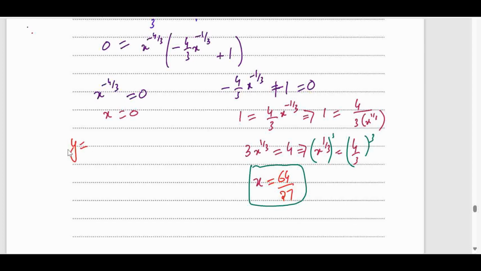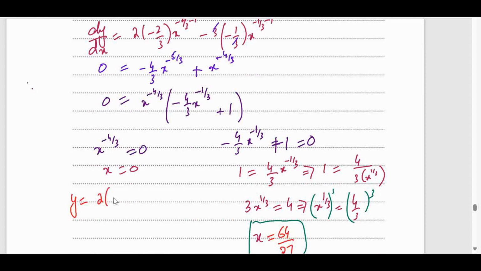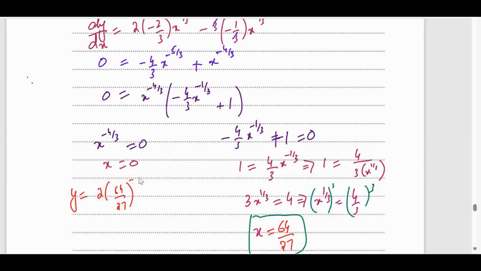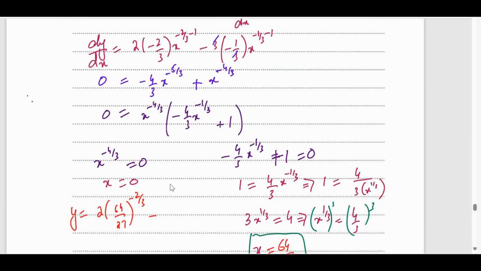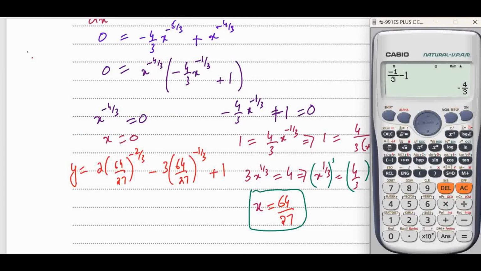So y coordinate will be equal to 2 into x power, 2 into 64 by 27 whole power minus 2 by 3, then minus 3 into 64 by 27 whole power minus 1 by 3, and then plus 1. Now we will directly use calculator to find out the values.